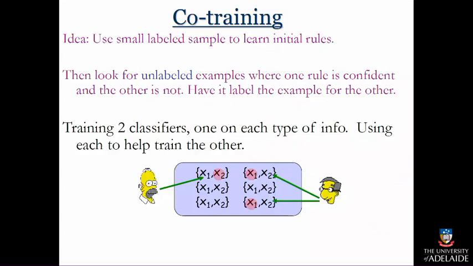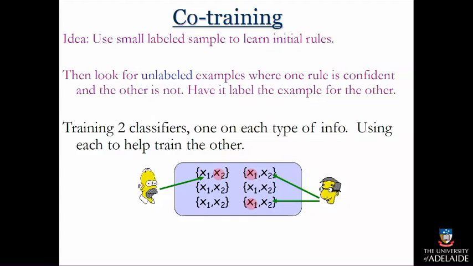So then we can look for unlabeled examples. On those examples, one rule is confident, and the other one might not be that confident, right? So then we can use that model, that rule, to label the examples for the other. It's like bootstrapping, right? We have two models. One is confident, one is less confident. We can use the confident one to help label data.